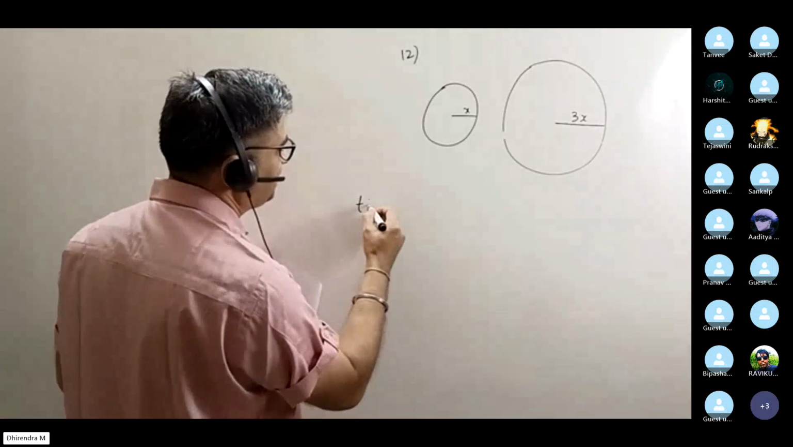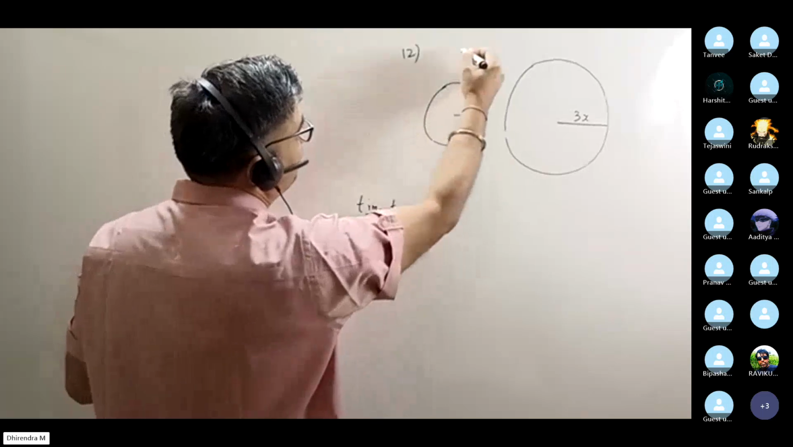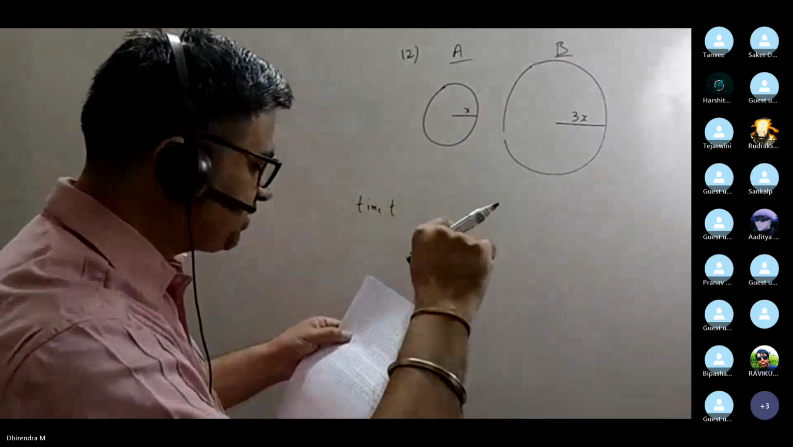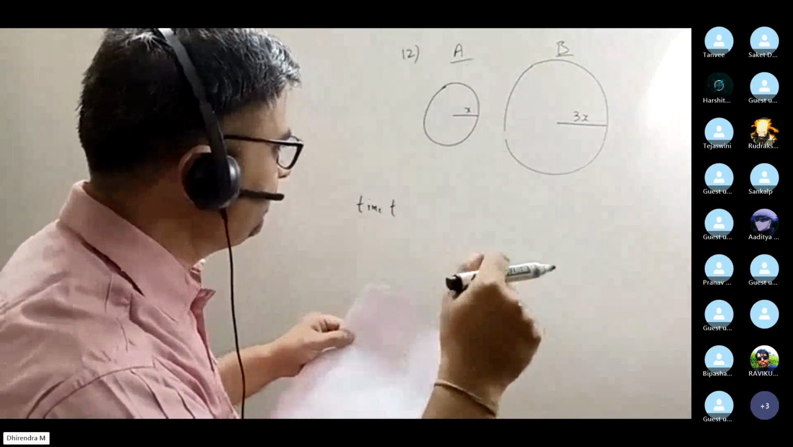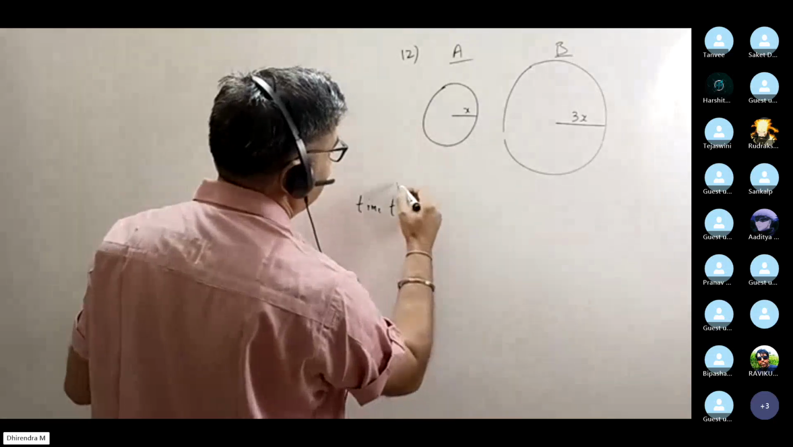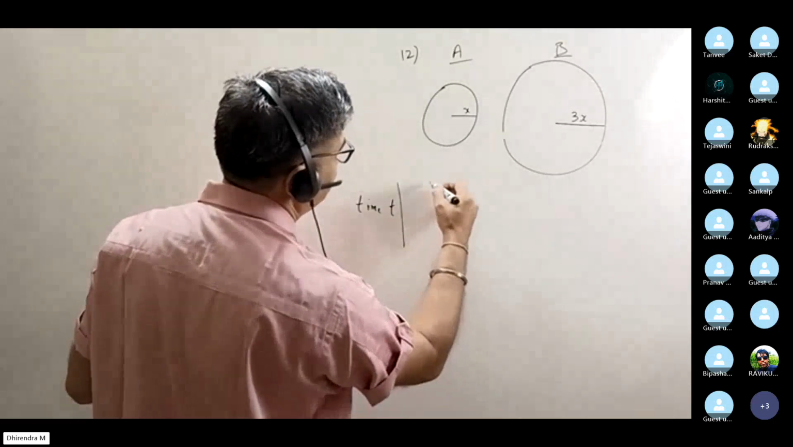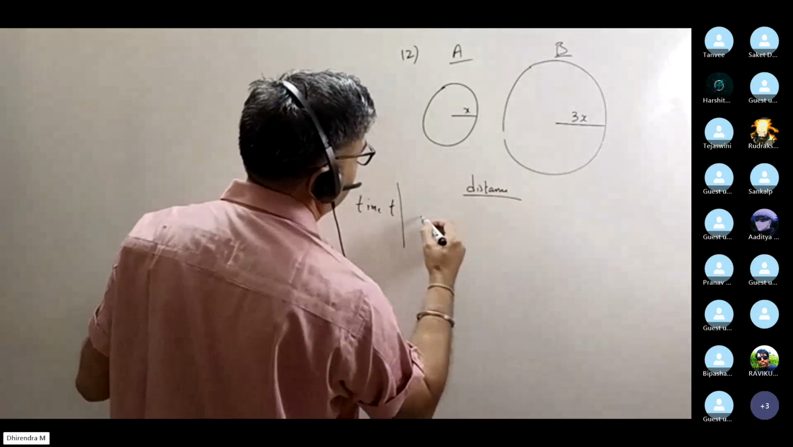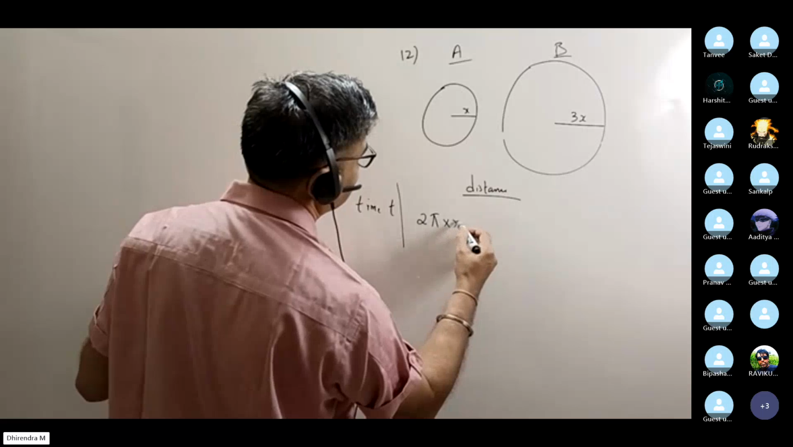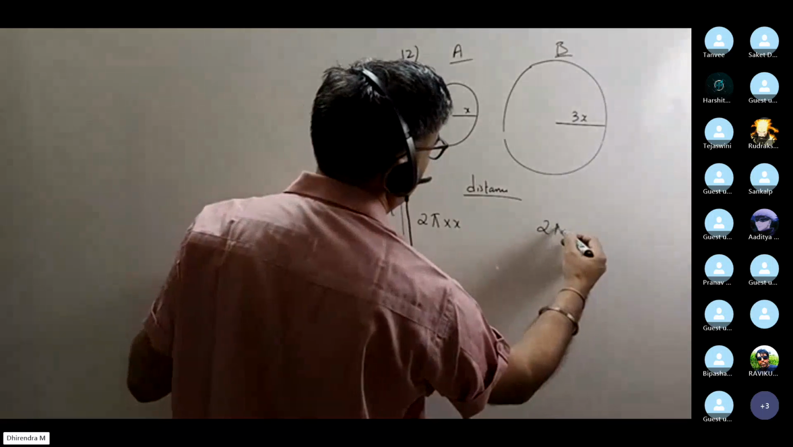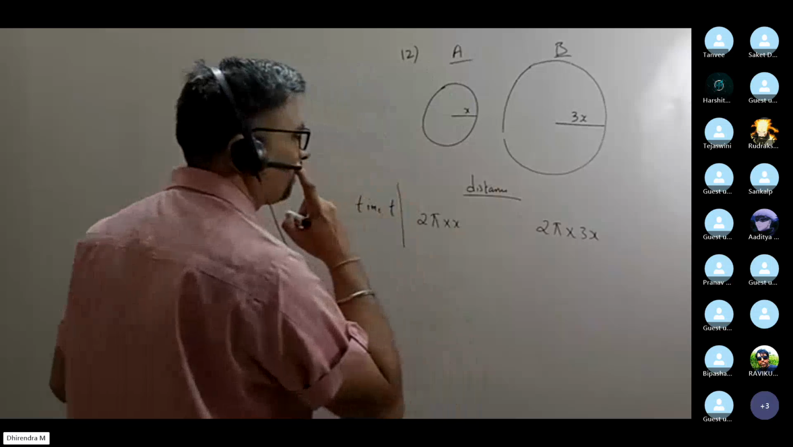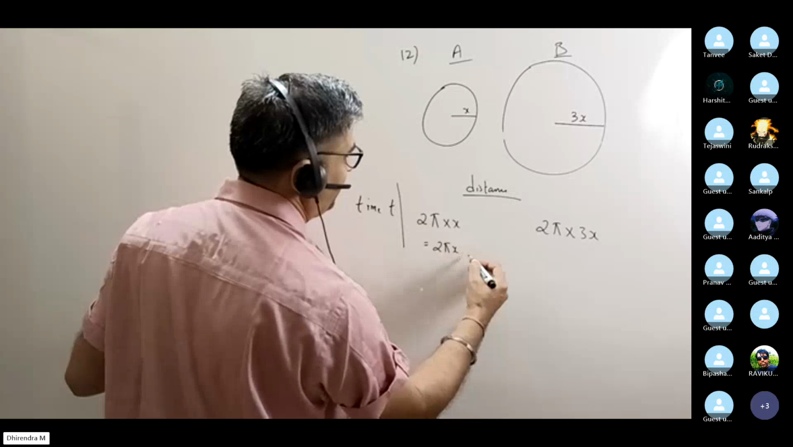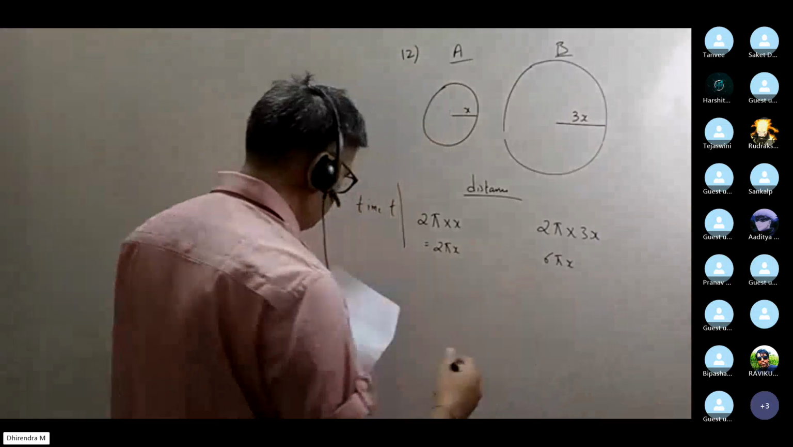So in time t, this body, let's call it A, and this is B. It is taking this much time to complete one circle. So don't you think that in time t, the distance moved, by the distance formula, is equal to 2 pi x, and this one would have moved 2 pi into 3x? So this is equal to 2 pi x and this is 6 pi x.